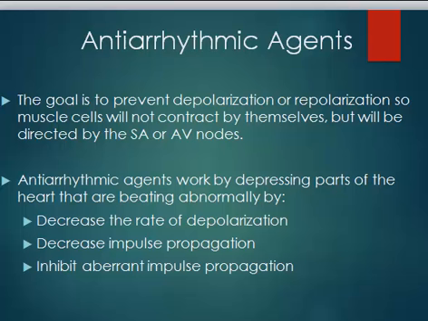Antiarrhythmic agents work by depressing parts of the heart that are beating abnormally. So they can decrease the rate of depolarization, they can decrease the impulse message, and they inhibit impulse propagation from different areas of the heart. Sometimes different areas of the heart decide that they're going to take over and try to control the heartbeat, and that doesn't work. The SA node has to be the conductor, and we always want the SA node to be in charge.